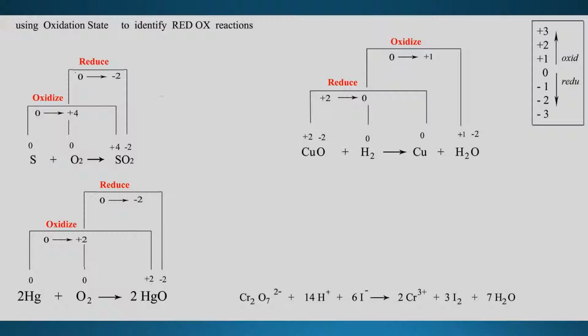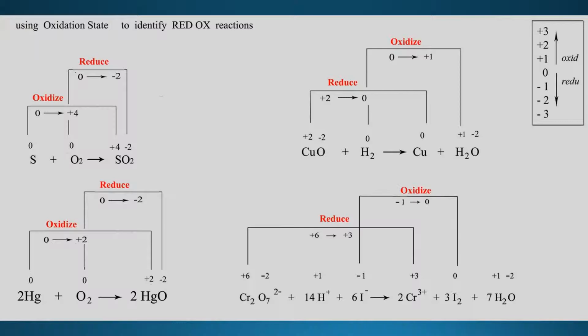Next one. Allocate each oxidation state. Check, make sure. Now, can you split the half? Reduced. Other half. That's the way to split the half equation by using the oxidation state number. Thank you.